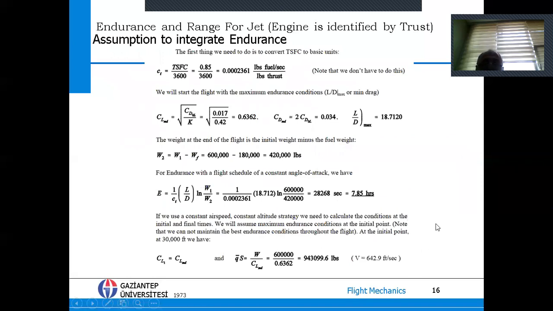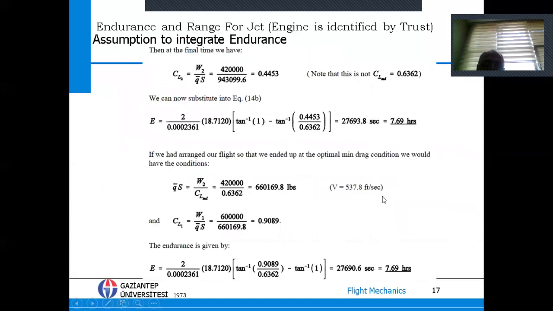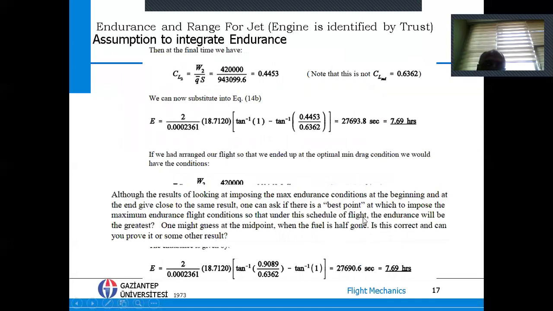I will not go through this solution. I think it is just a direct application of the relation that we already have. And here is another slide, another page for the solution. Okay.